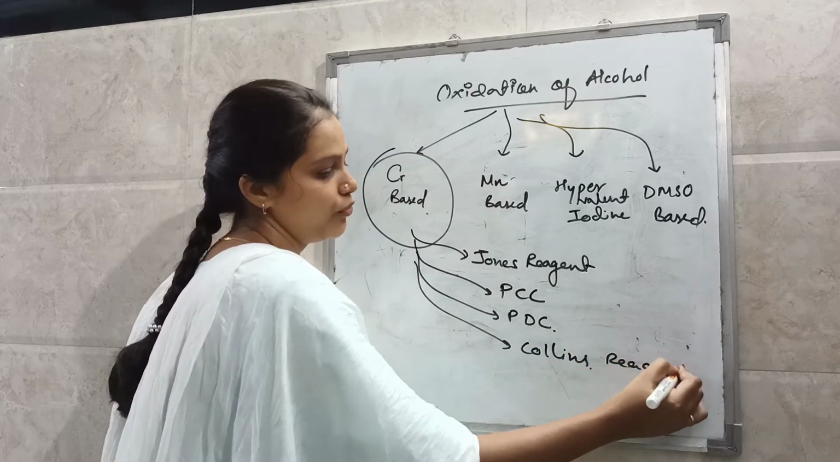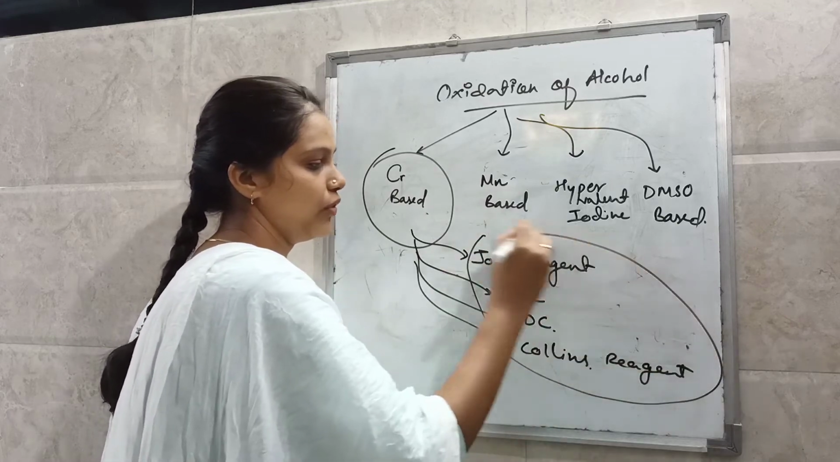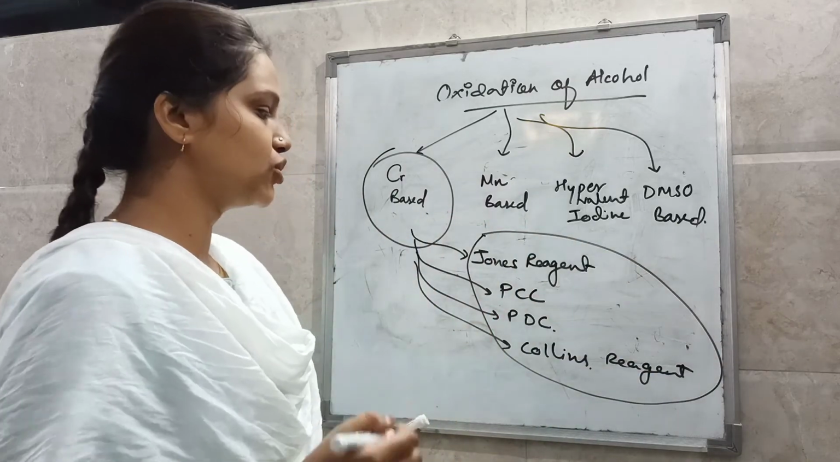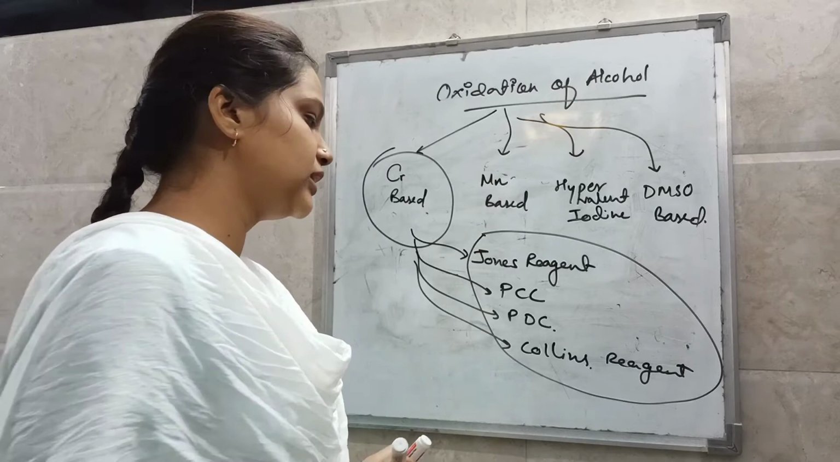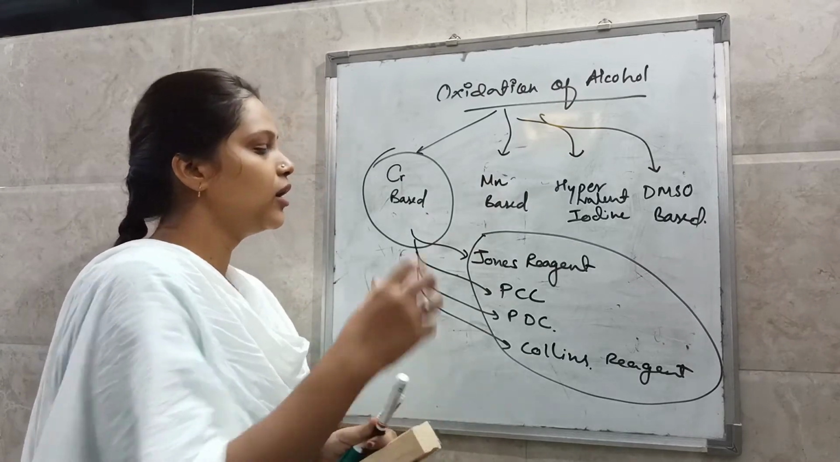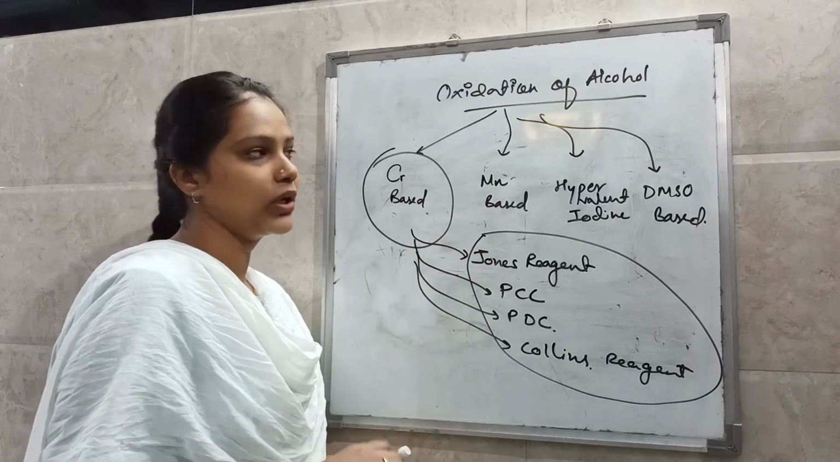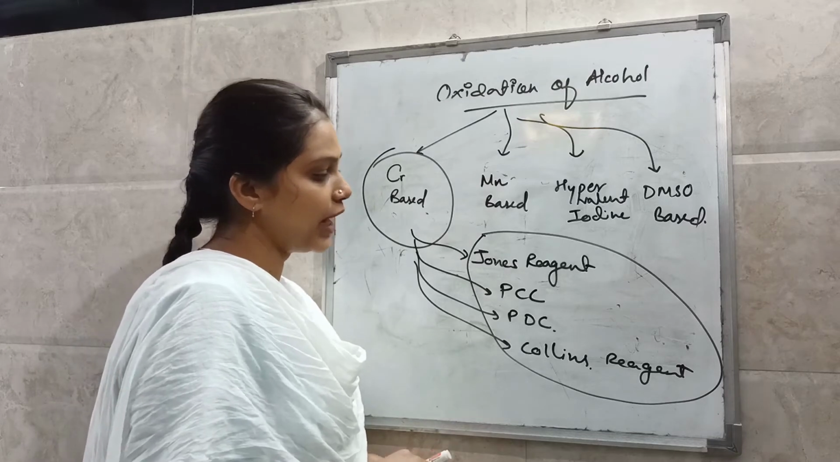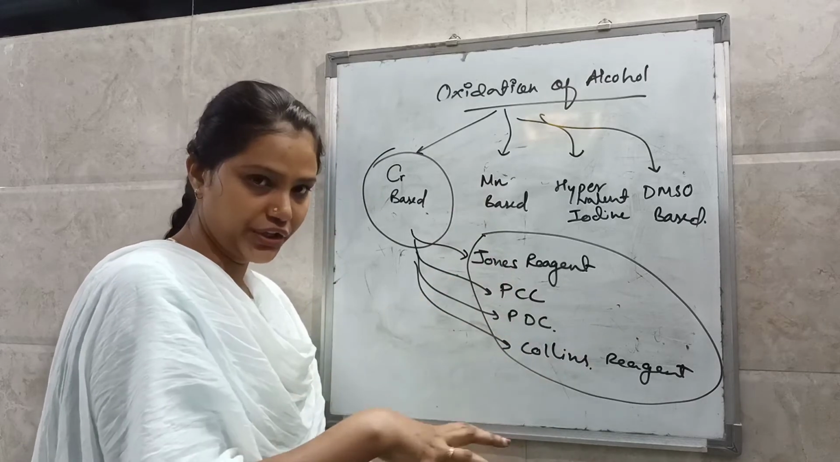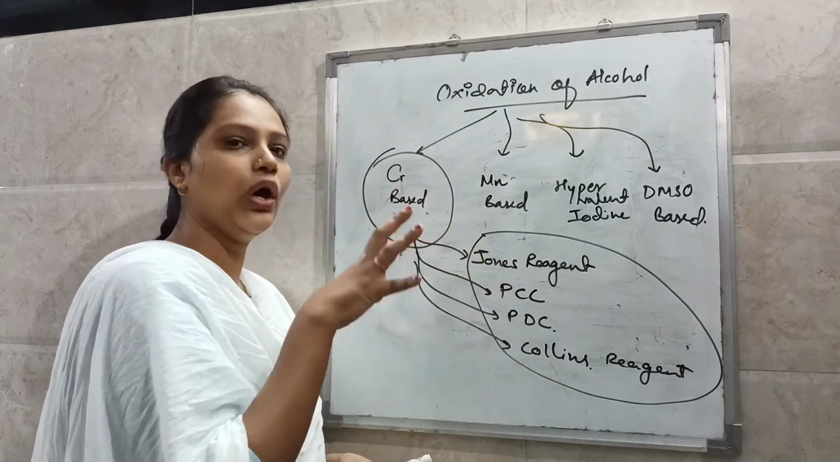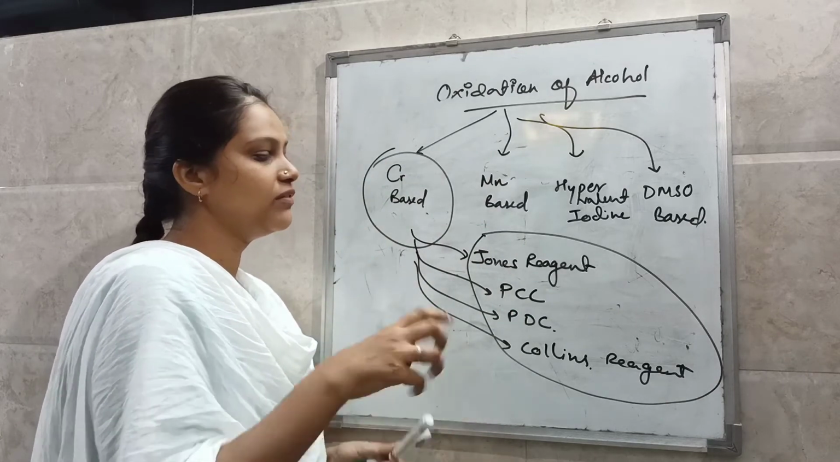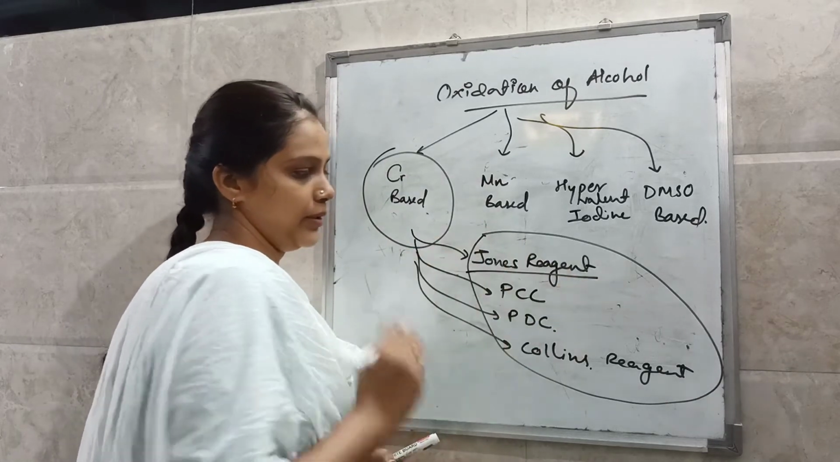So there are four reagents that are important for any entrance exam: Jones reagent, PCC, PDC, and Collins reagent. These are all chromium-based reagents. In today's lecture we will try to complete all four reagents for the oxidation of alcohol, one by one. Firstly, we will start with Jones reagent.